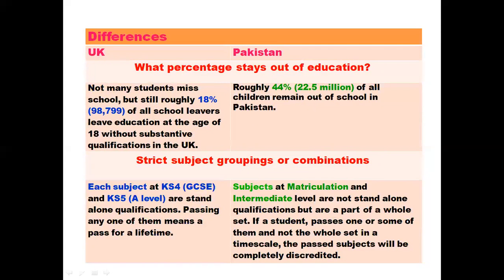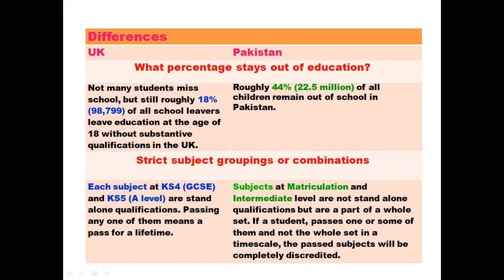Looking at what percentage of the students stay out of education. Not many students miss school in the UK, but still roughly about 18% of all the school leavers leave education at the age of 18 without substantive qualification in the UK. While in Pakistan, roughly 44% or 22.5 million of all the children remain out of school. And God knows of all those students who attend school, how many of them leave school with substantive qualifications.